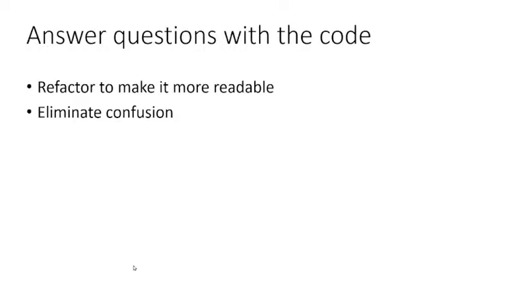And so answering questions with the code is a really good way. Refactoring to make the code more readable, that's a good reason to refactor, to eliminate confusion. You may want to go back and just make the code more self-documenting, and there are two best ways to do that. One is to provide really meaningful names to methods and to variables, and the other is to keep your methods doing a single thing, so you don't have a method that does like 10 different things.